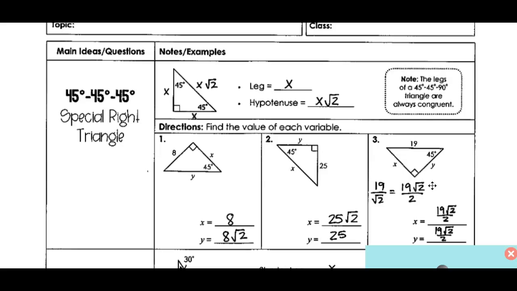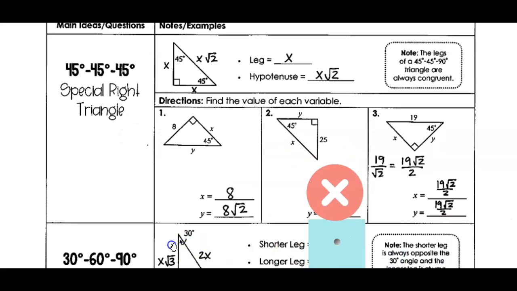So to generalize these, if you know the legs, you multiply by root 2 to get to the hypotenuse, because it's bigger. And if you know the hypotenuse, you divide by root 2 to get to the legs because they're smaller.